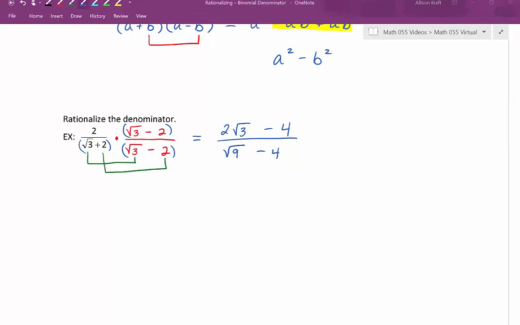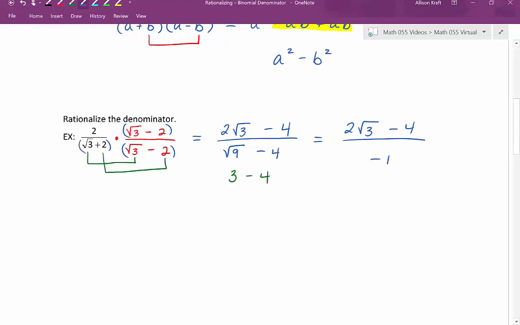And then we simplify any radicals that we have. Square root of 3 can't be simplified. So here in the numerator, we have 2 square root of 3 minus 4. In the denominator, the radical had better simplify out. Remember, the whole point of what we're doing is to eliminate the radical in the denominator. So the square root of 9 is 3. So we have 3 minus 4 in the denominator, which is negative 1.